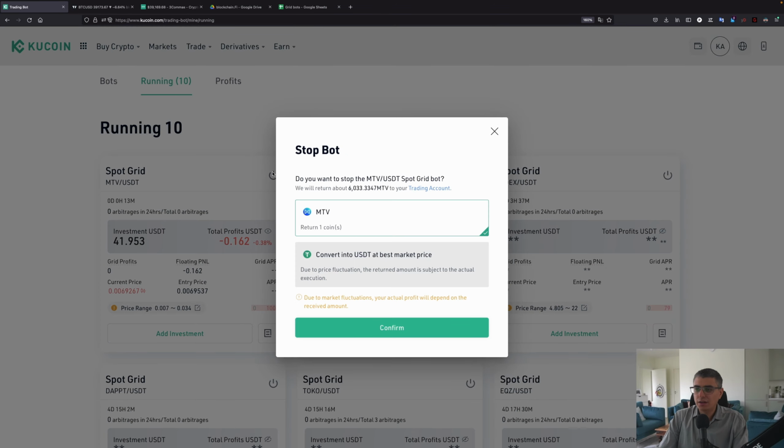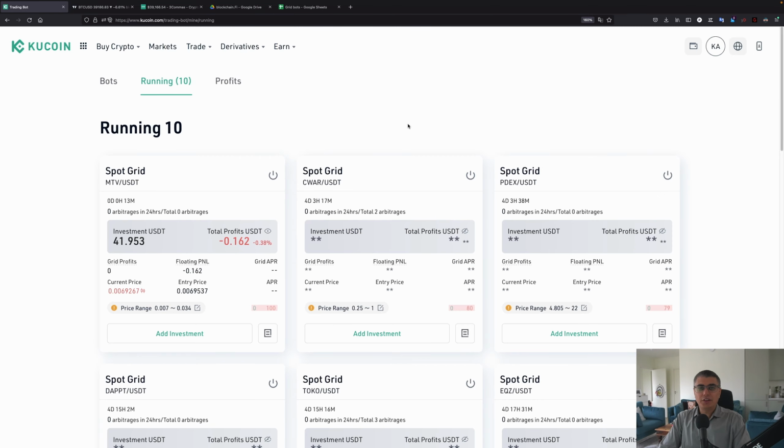If you click here, you can see that you can click on this and return MTV coins and USDT back in your wallet if you have any USDT. But in this case, I did not have any, so I have only MTV. Or choose this option and convert to USDT at best market price. So it's going to sell all your tokens, MTV in my case, and return USDT in your trading account. Very simple. So when you reach break even and you just want to quit holding that coin, just click on convert this and you'll have reached your mission.